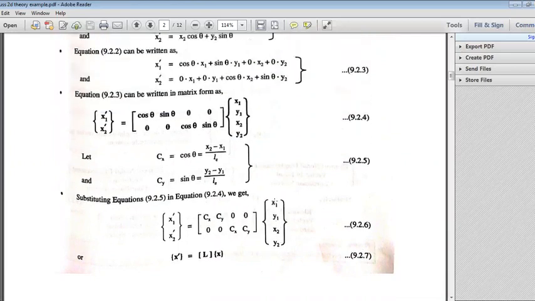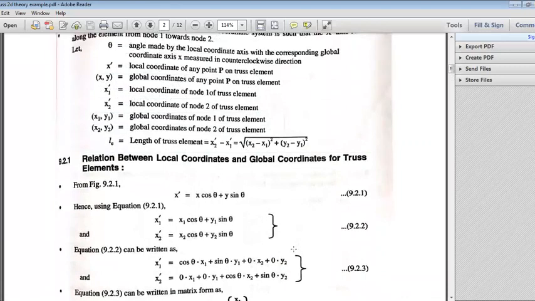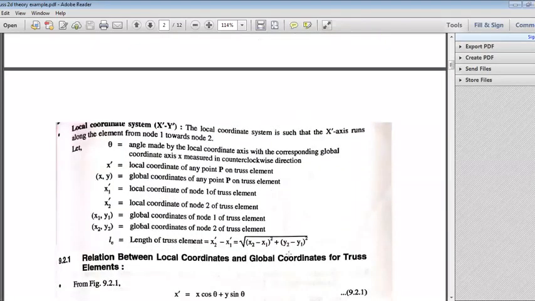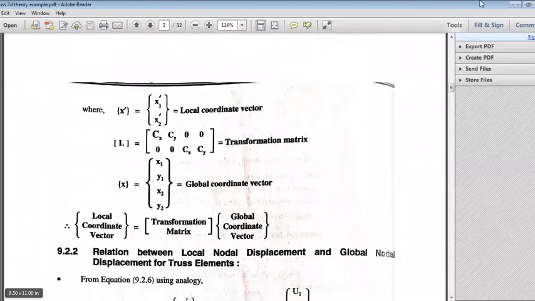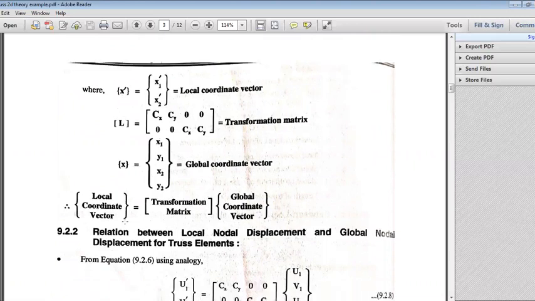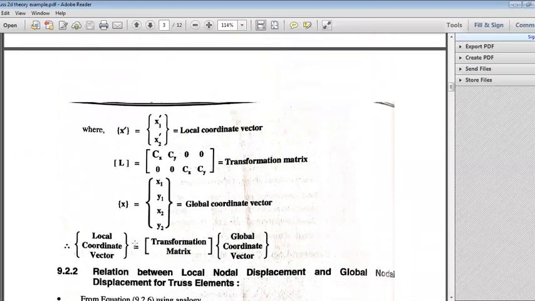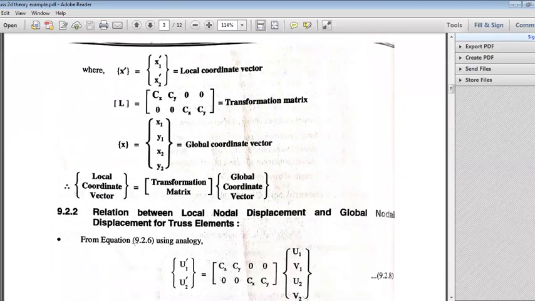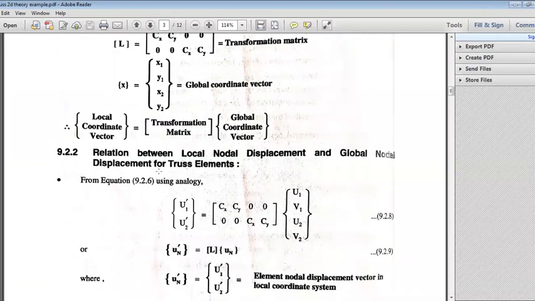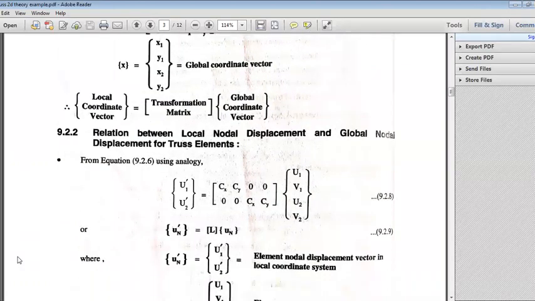So x1, y1 is the value of the particular node, for node 1 and node 2 coordinate condition xy. For the local coordinate vector you can write it this way. Here you have to keep in mind that the transformation matrix L is your matrix for the 2D truss element. All rules are similar to the 1D problem, but here in 2D you are considering x and y both, the force or effect or displacement you have to find out.